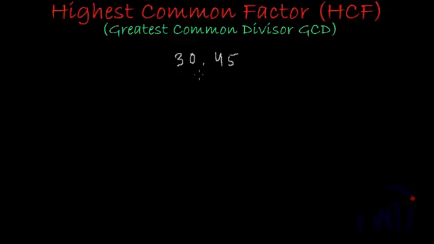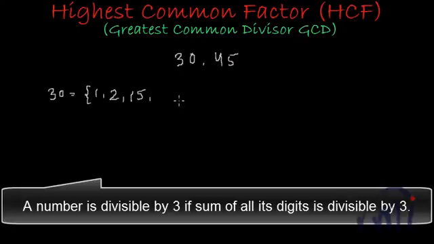Suppose we talk about 30 and 45, so let me write down all the possible factors of 30. All the numbers are divisible by 1, so 1 will be a factor of 30, and 30 is an even number, so it will be divisible by 2. So 2 will be a factor of 30, and when we divide 30 by 2, we will get 15. So 15 will also be a factor of 30, right? And yes, 3 plus 0 is 3, and 3 is divisible by 3. So 30 will be divisible by 3 also. If I divide it by 3, I'll get 10. So 3 will be a factor of 30, and at the same time 10 will also be a factor of 30.